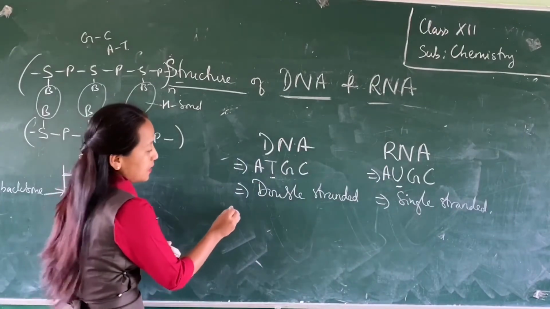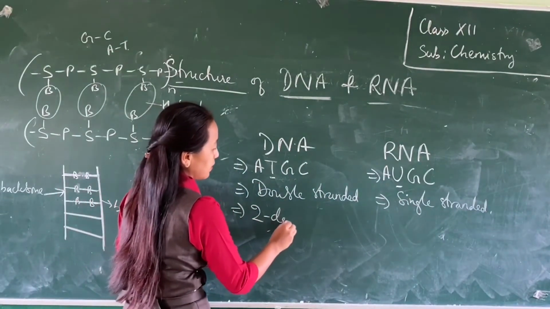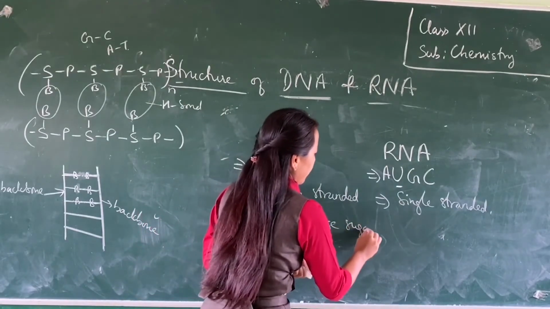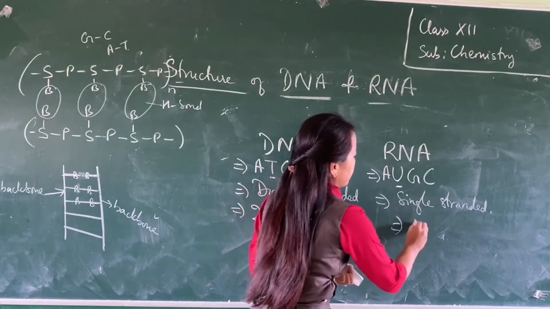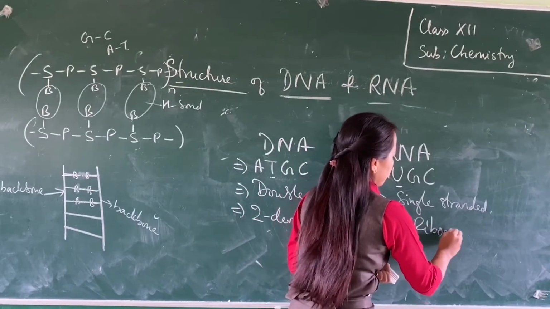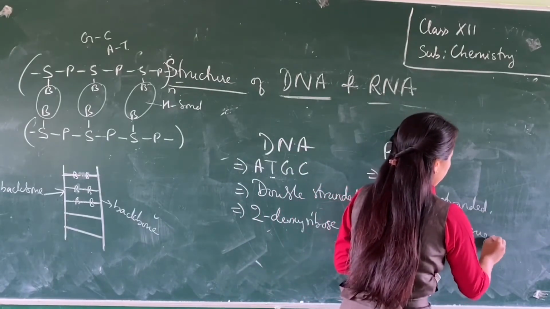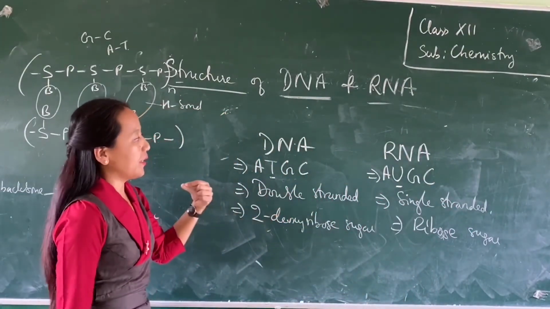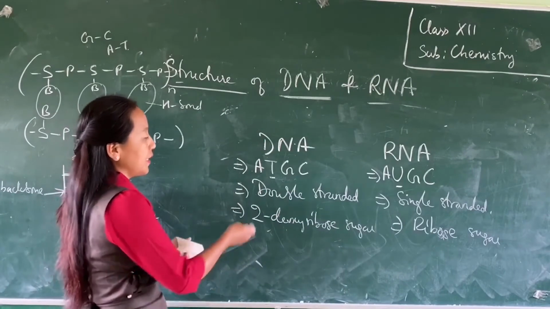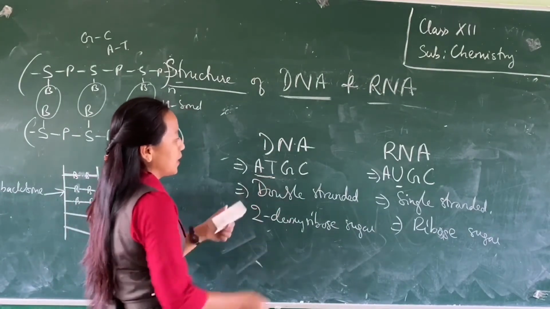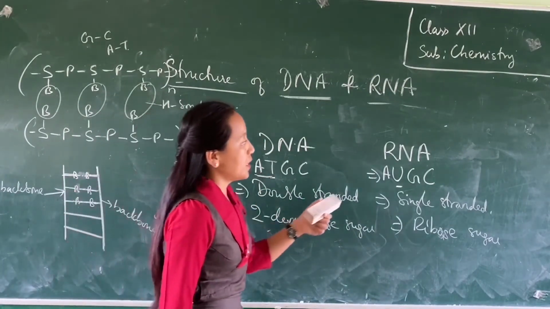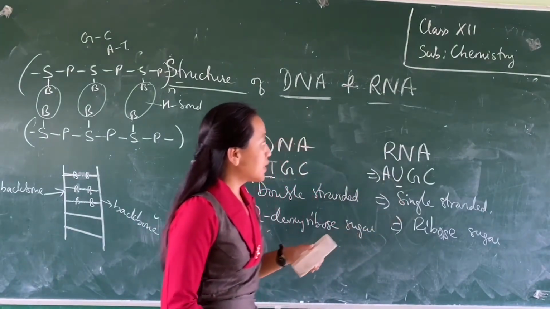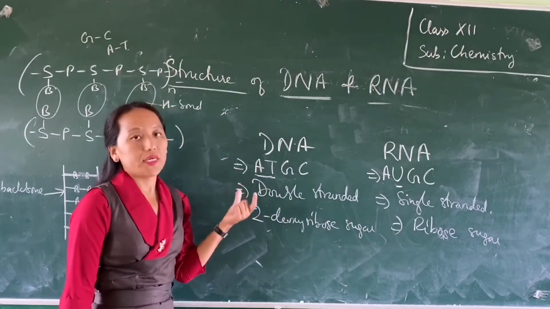And DNA consists of 2-deoxyribose sugar, whereas RNA consists of ribose sugar. So that is the basic difference between DNA and RNA. In the case of DNA, adenine will link with thymine, whereas in the case of RNA, adenine will form a bond with uracil. So that's about the basic difference between DNA and RNA.